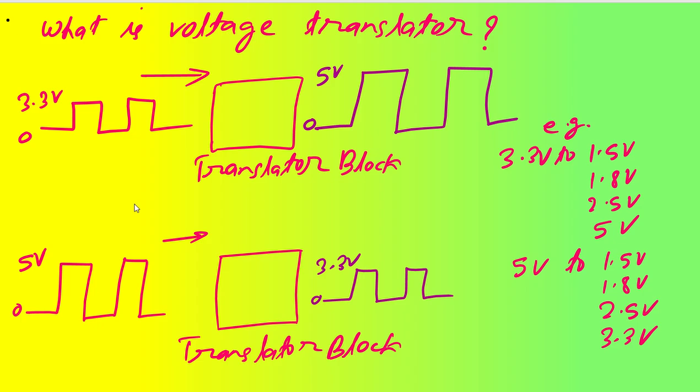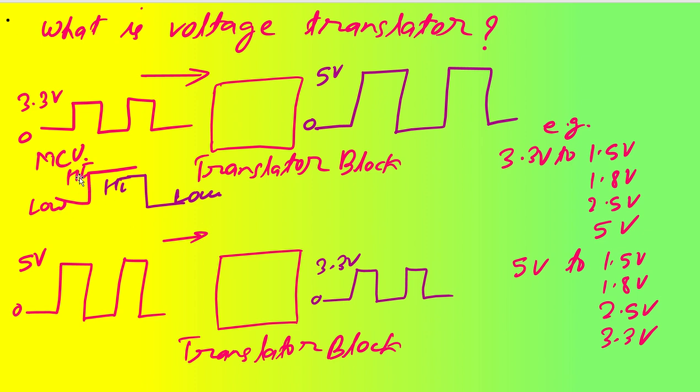So what is a voltage translator? As I already mentioned, it is a block which will translate the voltage from one level to another level. Let us say we have a signal coming from my microcontroller, which will give you either 0 volt or 3.3 volt. It is a pulse wave, but it can be just one of two states: a low state and a high state. That's all. Or it can go from high to low. So this is my high, this is my low state.